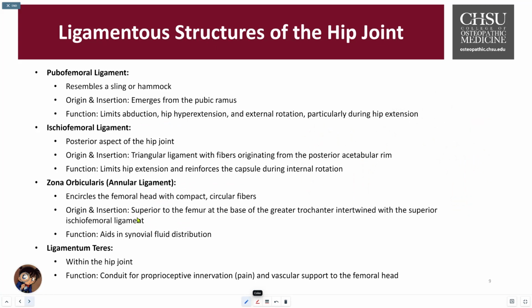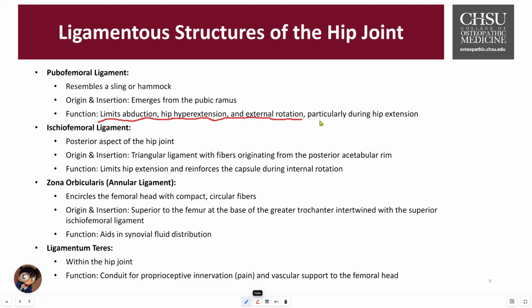The next one we have here is the pubofemoral ligament. Quickly going over this one. This is sling or hammock shaped. It emerges from the pubic ramus, converges at the medial iliofemoral and ischiofemoral ligaments, and inserts into the anterior intertrochanteric region of the fossa. The main function here is that it limits abduction, hip extension, and also external rotation.